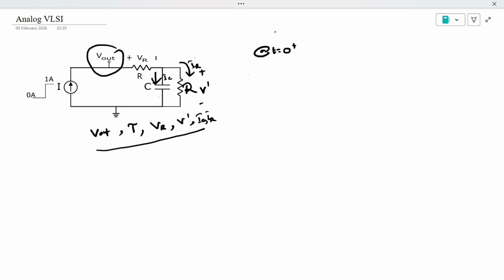Let's start at t is equal to 0 plus. How will the circuit behave? First, the capacitor's initial voltage is Vc equal to 0 volt. So at time t is equal to 0, the capacitor will act as a short circuit, since it is having 0 volt. Now we redraw the circuit. It's always advisable to redraw the circuit when we are analyzing, so it will be a good habit to follow in interviews also.